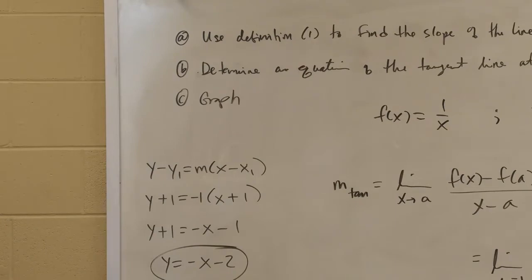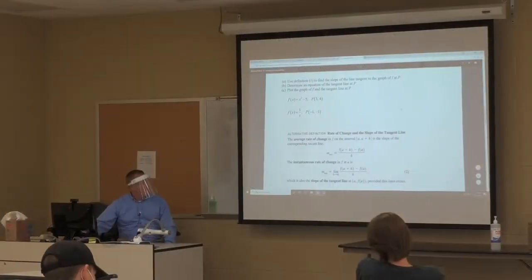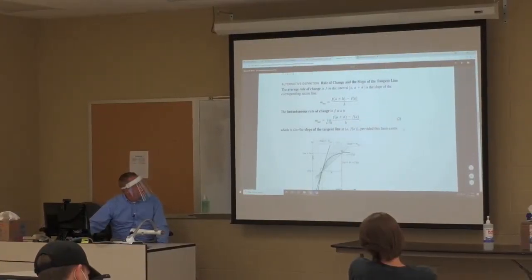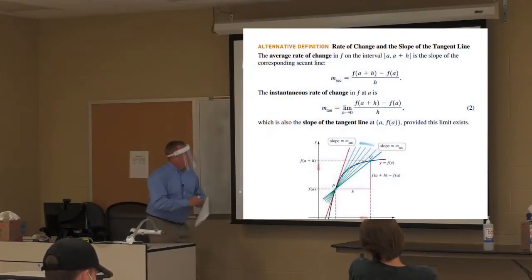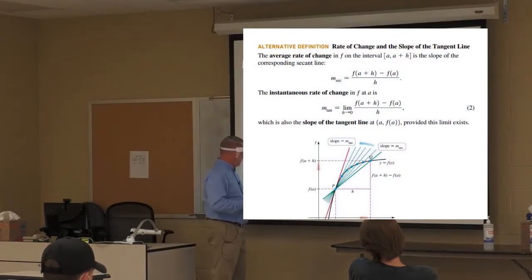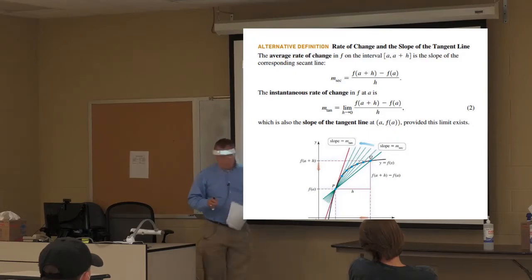Questions about that? So now the alternate definition, which is similar to the one we'll use to find the function. I think here we're really still not finding the function. No, we're still just finding the actual slope. All right, so alternate definition. Average rate of change in f on the interval a to a plus h is the slope of the corresponding secant line.